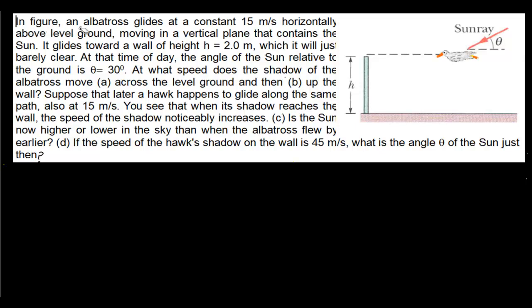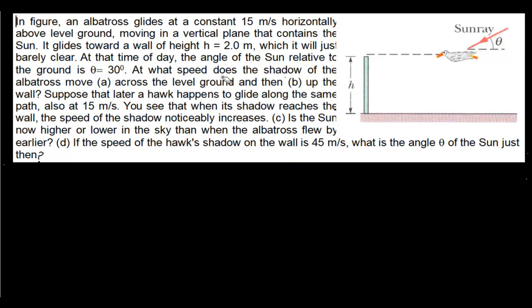In the figure, an albatross glides at a constant 15 meters per second horizontally above level ground, moving in a vertical plane that contains the sun. It glides towards a wall of height 2 meters, which it will just barely clear. At that time of the day, the angle of the sun relative to the ground is 30 degrees.